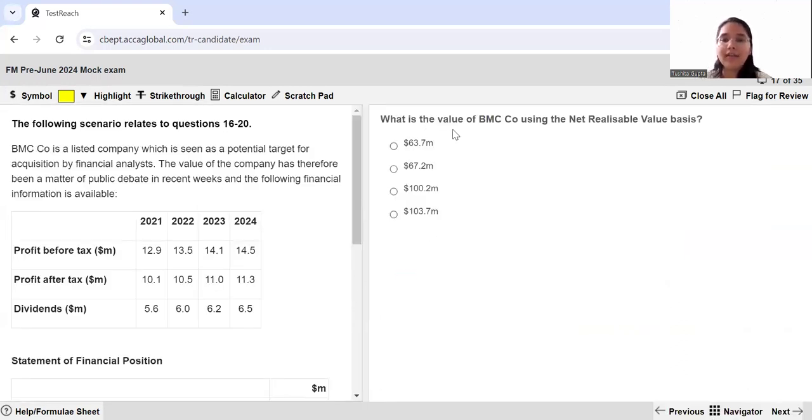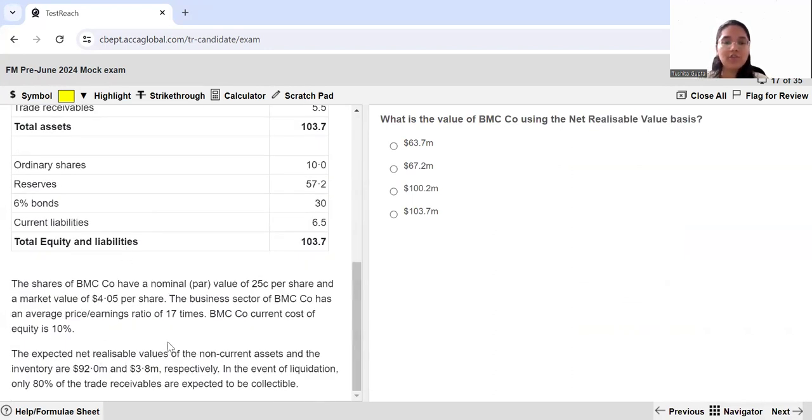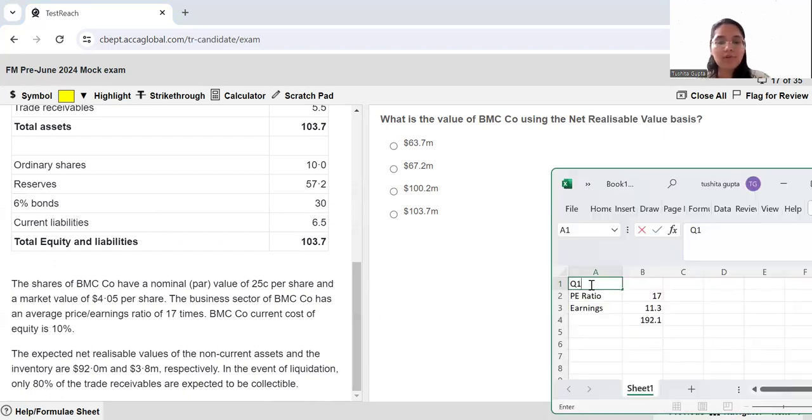Over here, you have to find out the value of the company using the NRV basis. So the information I remember was at the last. So this was question number 16. Let's move to question number 17 now. 17 wants you to find out the NRV basis. So first, you have to take the net realizable value of all of your assets and then you subtract all of the liabilities. So first, let's take the assets.